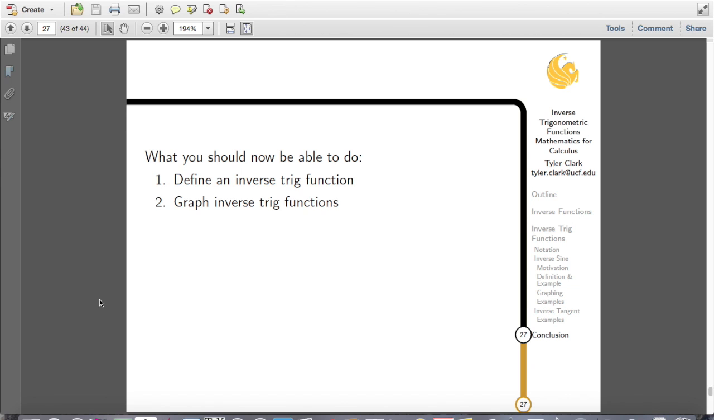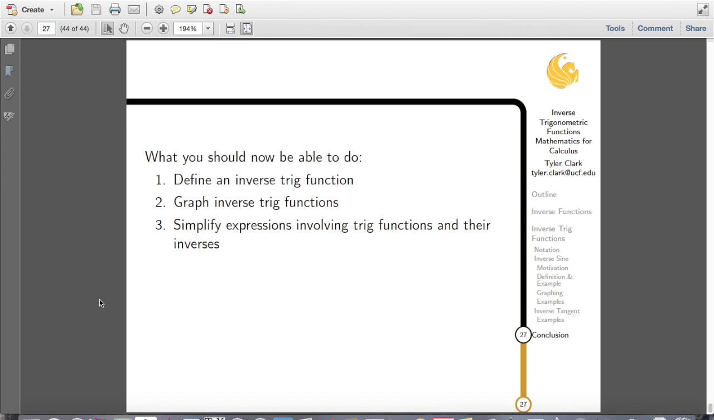You should be able to graph inverse trig functions. So when we graphed the inverse sine function, we had to restrict the domain of sine to get a one-to-one function so that we could find the inverse of that function. And we did a similar thing with tangent. You should be able to do that with the remaining 4 trig functions.